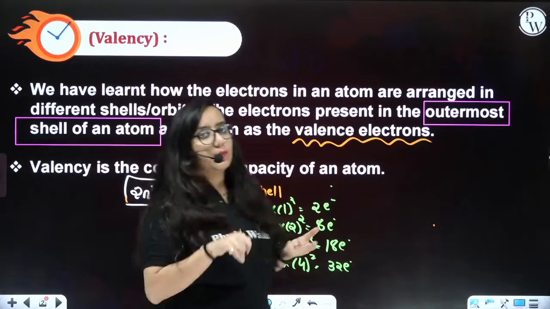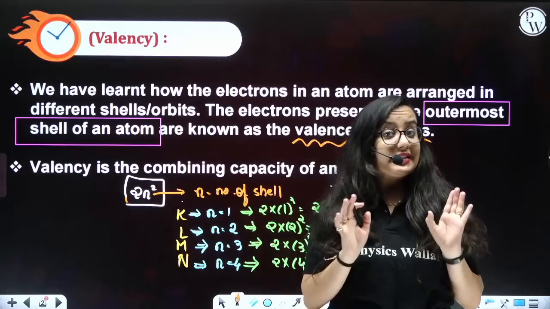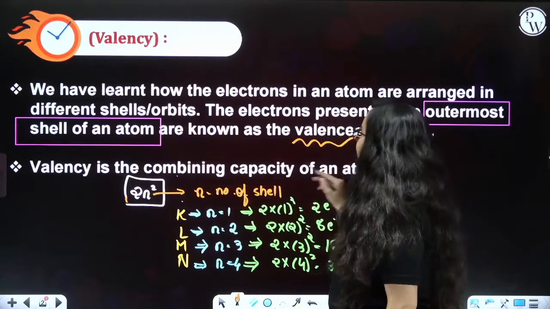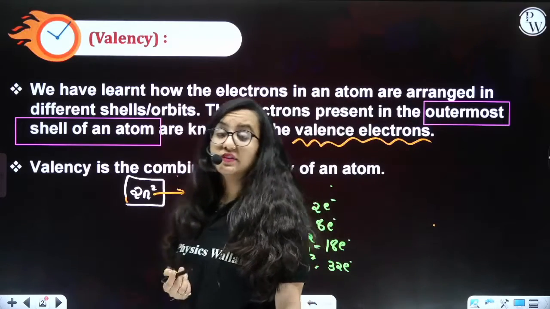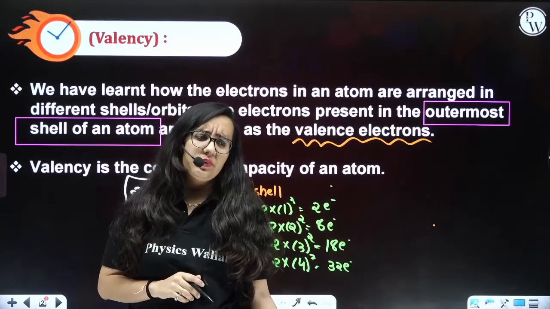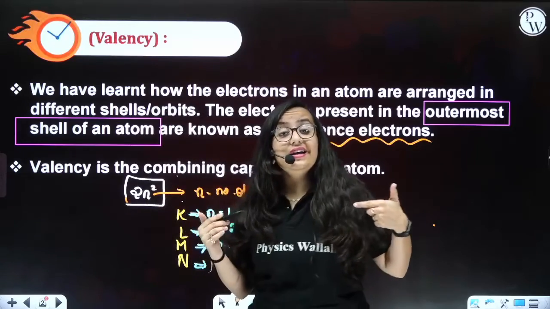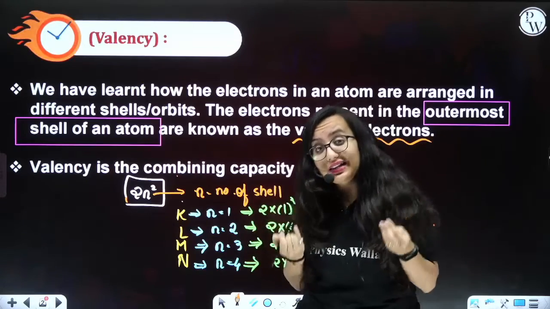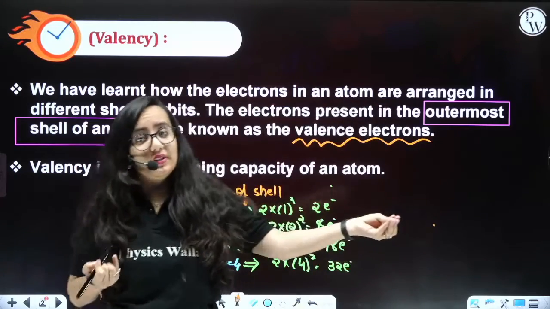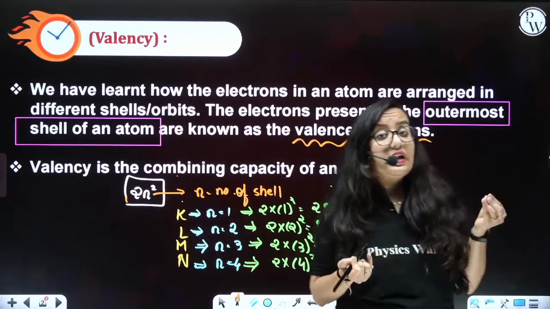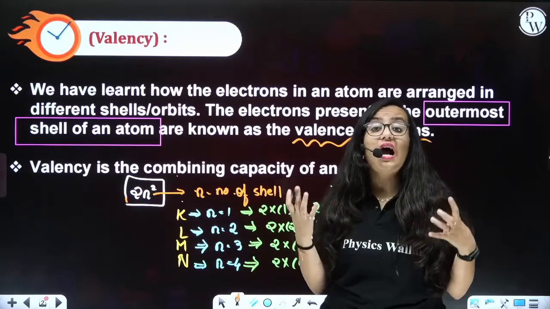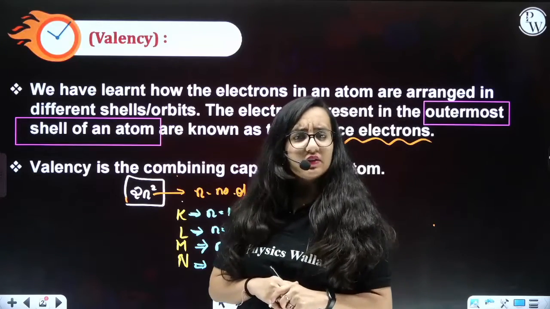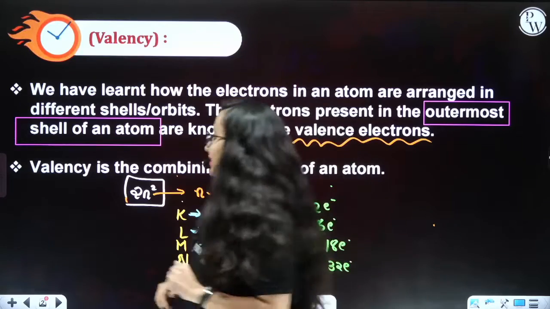Now what is valency? Now we will talk about valency. Please listen carefully. Valency is the combining capacity of an atom. Combining capacity? What does that mean? It means how an element combines with another, and how many electrons are gained or lost. That is combining capacity. Still not clear? Let us see it in detail.